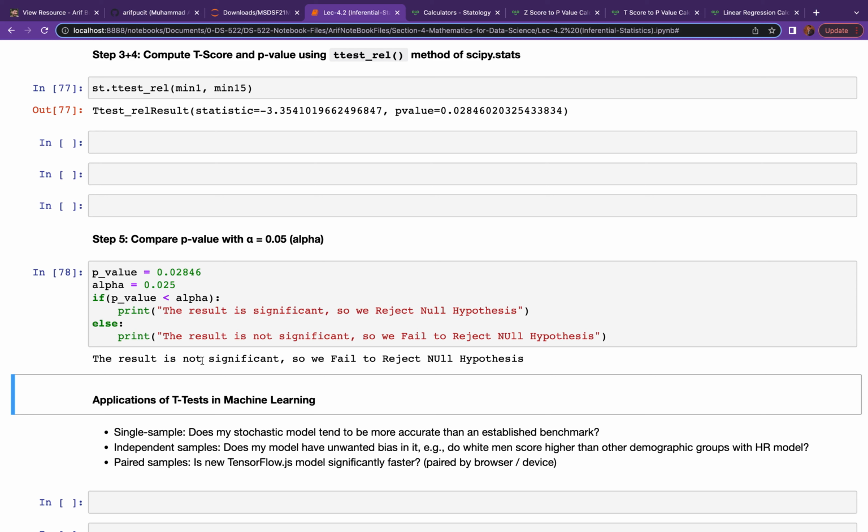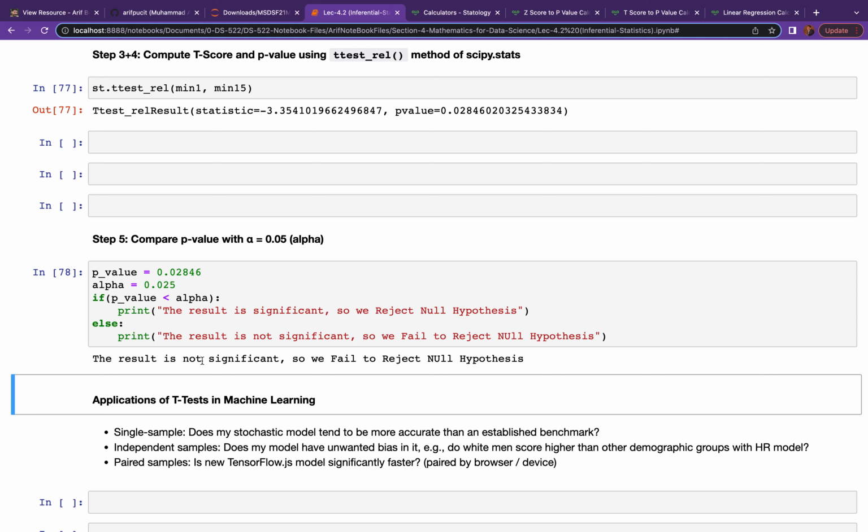Anyways, we have seen three types of t-test: single sample, independent sample, and paired sample. The last one. My dear students, in the future, while designing your own machine learning models, you will need these tests. For example, suppose you build a stochastic model in which every time you run that model, you get slightly different results, maybe due to different initial values, different samples, and data points. So you don't always get the same accuracy.